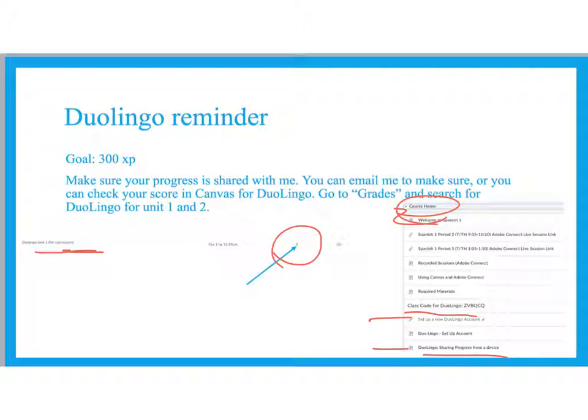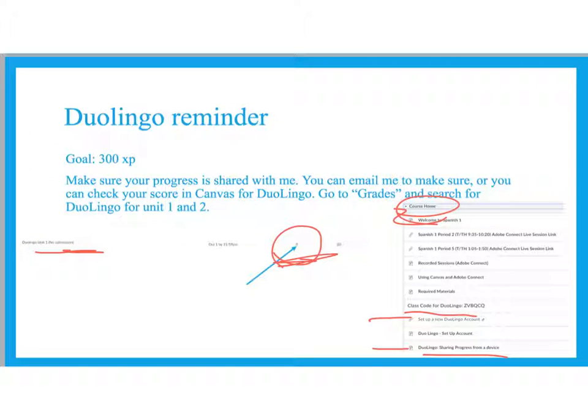You can check in your Duolingo, if you check your account settings, it'll show you who you're shared with, because you can always change that. You can always take sharing off, and you can manage it that way. So you can always check, but feel free to email me and ask. You can message me on Canvas as well. Ask me if I can see your grade, especially if you are seeing zeros there.